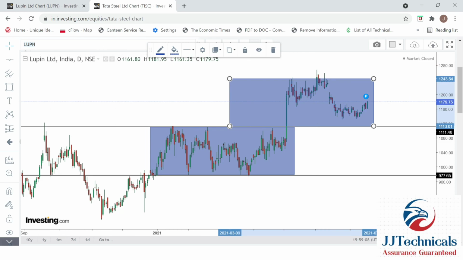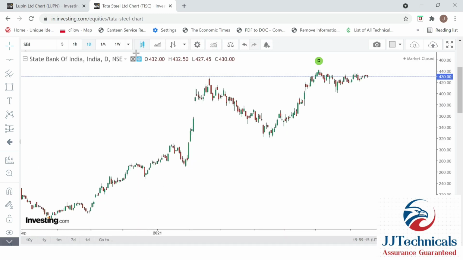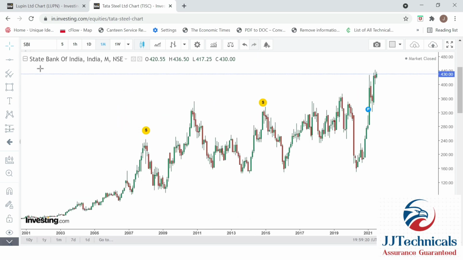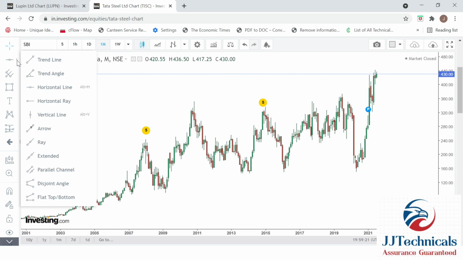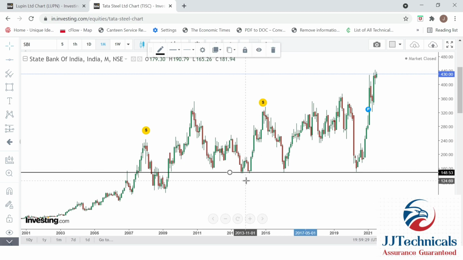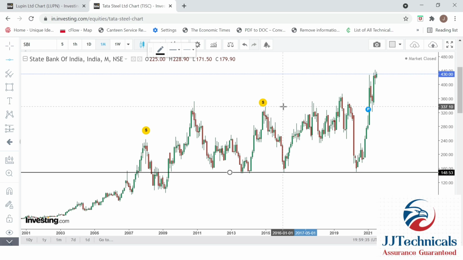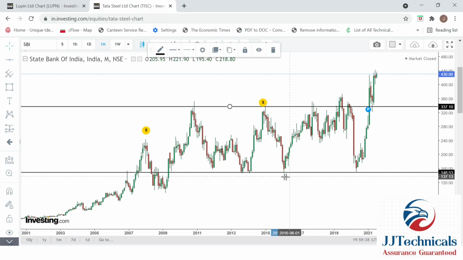If you want, I will show you another example, which is SBI, and this will work not only for traders, this will work even for investors. This is just State Bank of India. Let's see the State Bank of India example. See the horizontal line, see how many times it has breached. So here in 2013 it has taken a support and it went till here. And then again in 2016 it has taken a support and went till here.